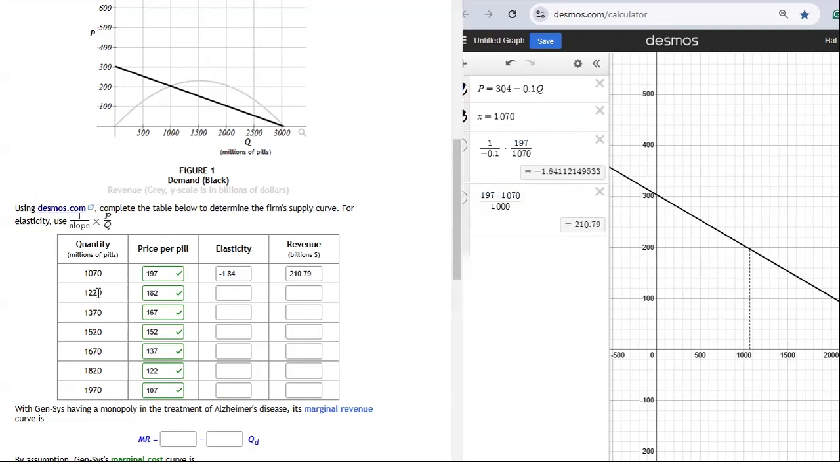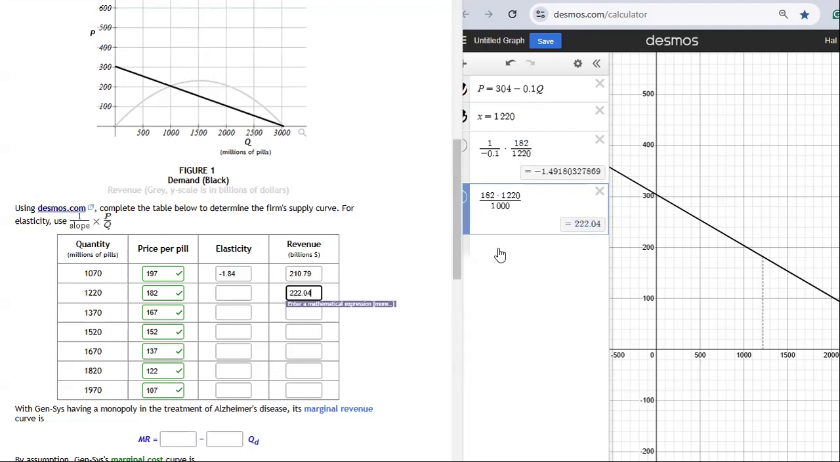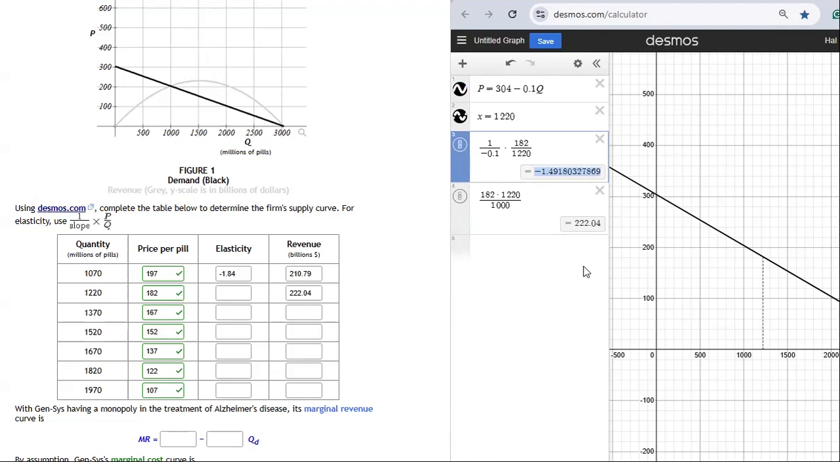Now I'm going to copy this value, and wherever I see 1,070, I'm going to replace that with 1,220. And then the price is 182. So wherever I see 197, I'm going to change that to 182. And now I get a revenue equal to $222.04 billion. And I get an elasticity equal to negative 1.49.